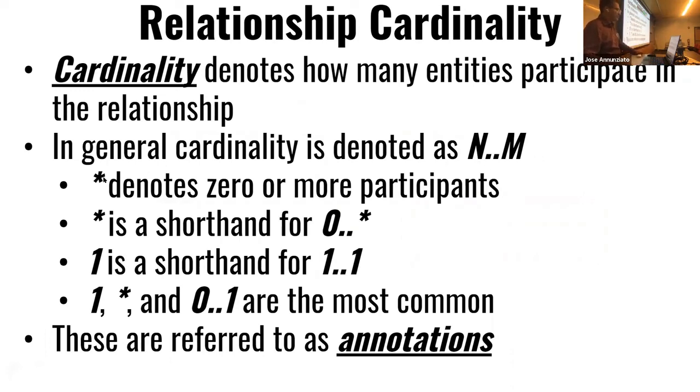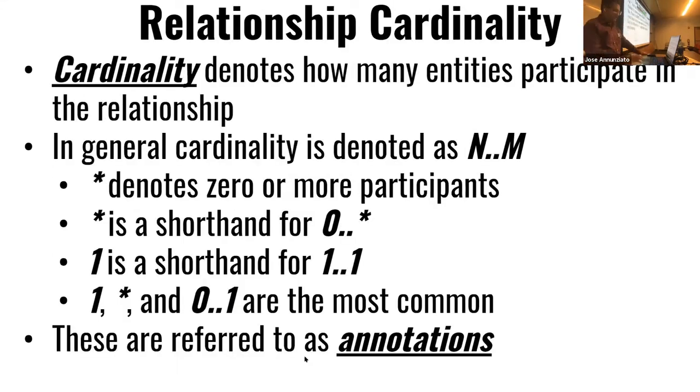And there are some shorthands. If you say star, it means the minimum is 0 and the maximum is any number. It could be any number of those, so star is 0 or more. 1 is shorthand for a minimum of 1 and a maximum of 1. And 0..1 means that it's optional. It could have none, or at most 1. It could be there, or not in there.